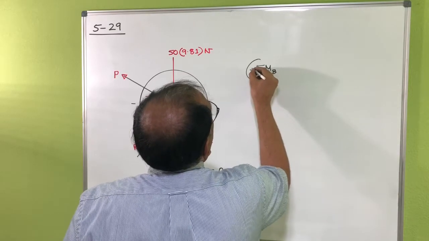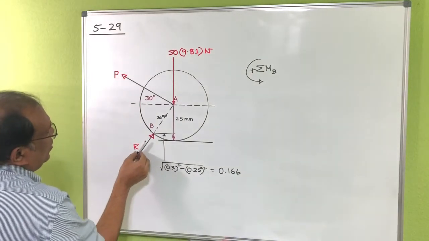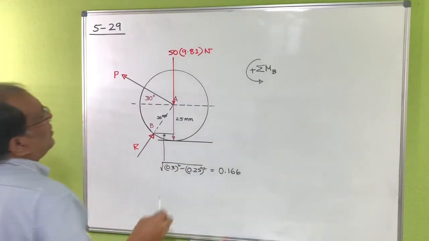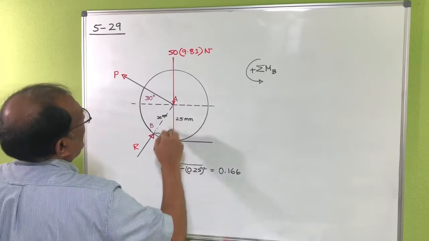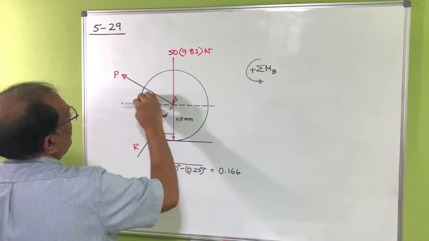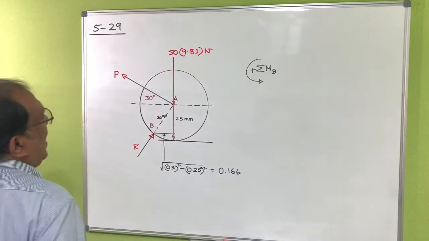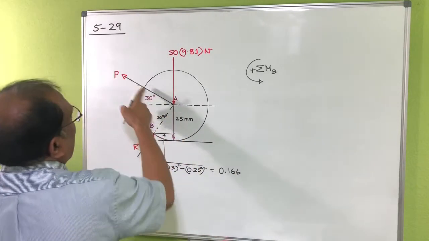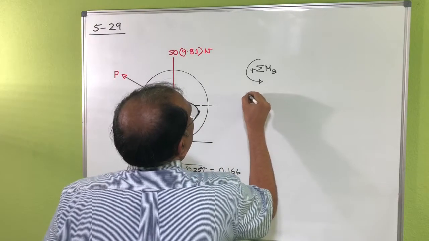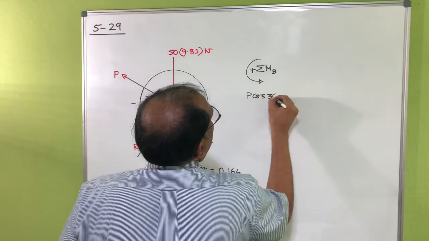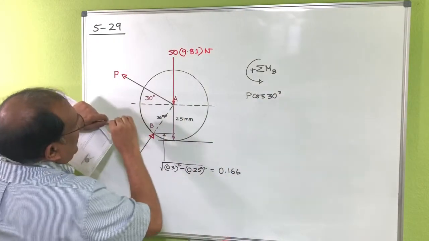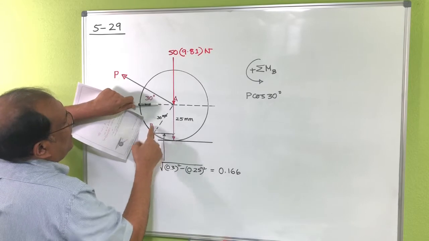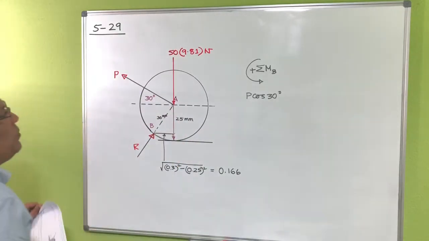let's say counterclockwise is positive. You can see this reaction is going through point B, so it doesn't have any moment. Now what we can do is resolve that force P into one component this way and one component this way, and find the distance of that force from there. If I take P cosine 30, that's the force in this direction, and the perpendicular distance from point B to that force is from here to here, which is actually 25 millimeter.